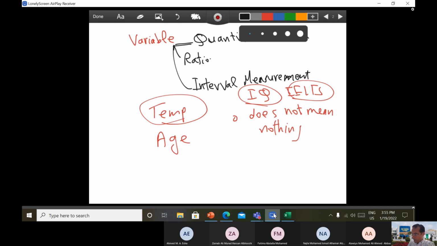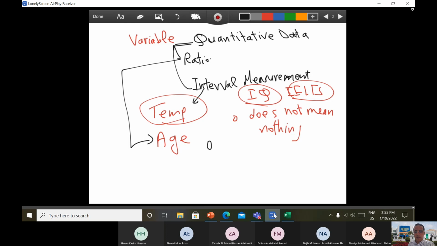But 0 in the ratio, like the age, if you have 0, it means nothing. Zero age means you have nothing, right? This is the difference between the measurements of the variable when you have quantitative data: you have two types of variable, ratio or interval. Fine. So 0 temperature doesn't mean you have no temperature. This is a freezing temperature, right? Okay.